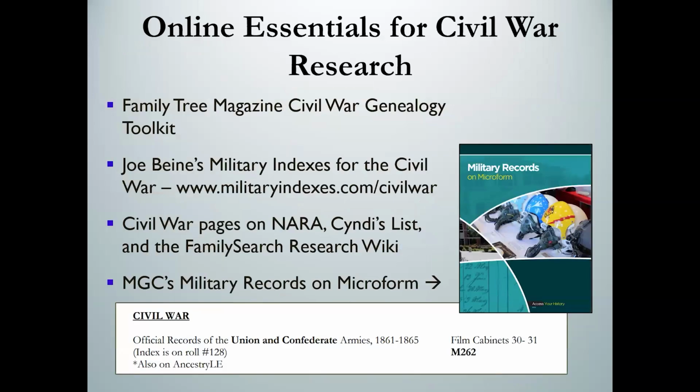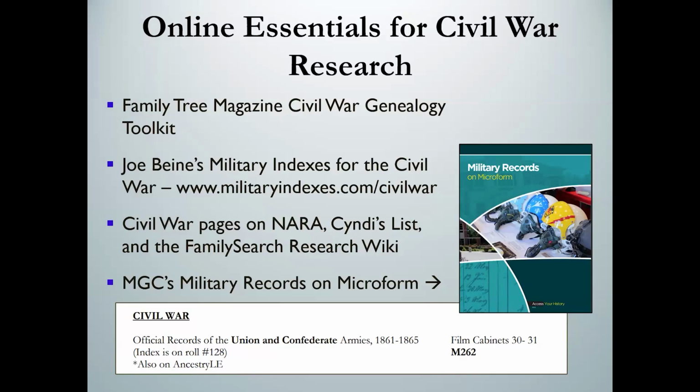Online essentials: there is a family tree called Civil War Genealogy Toolkit. It gives you a checklist of things that you can use for your research. Joe Beine's Military Indexes for the Civil War. This one I've mentioned a few times because I absolutely love this website: militaryindexes.com/CivilWar. It has links for everything you can think of. And it's fantastic because it goes to the state level, which you need when you get into research, especially for Confederates, because there might be records at a state level that are not at the federal level, since they're able to compile material from that state.